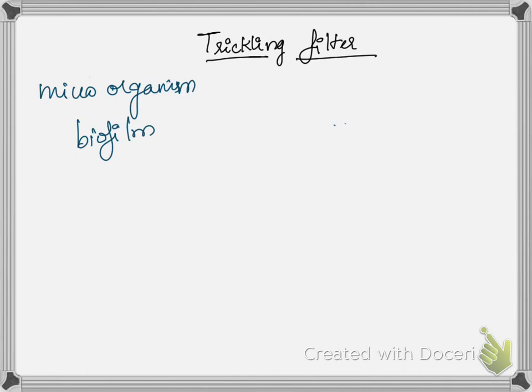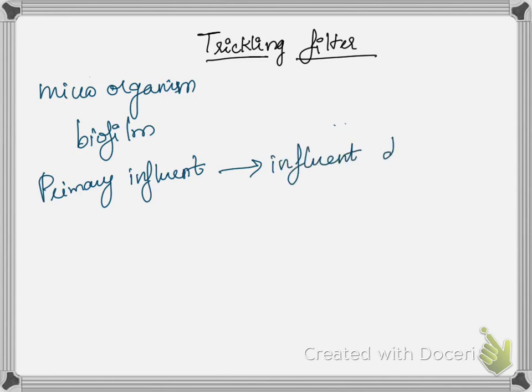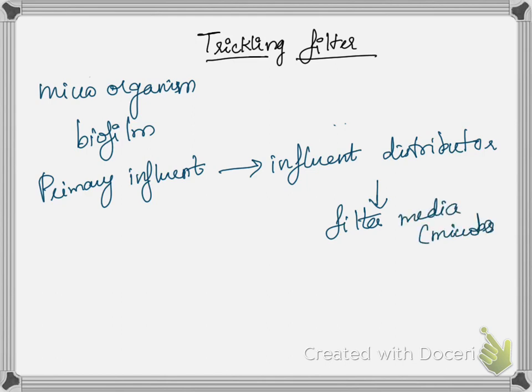In simple terms, first I feed my primary influent, which is your wastewater, through a feed pipe. Then it goes by means of an influent distributor, and it will pass through your filter media. In this filter media you have all your microbes. After this, oxidation takes place, carried out by means of the microbes.